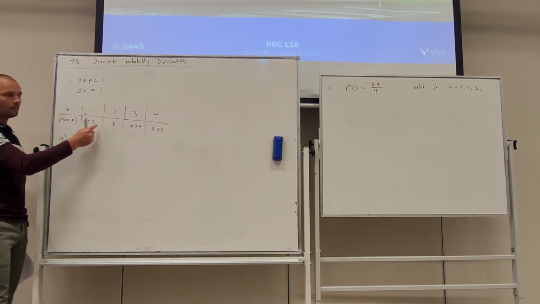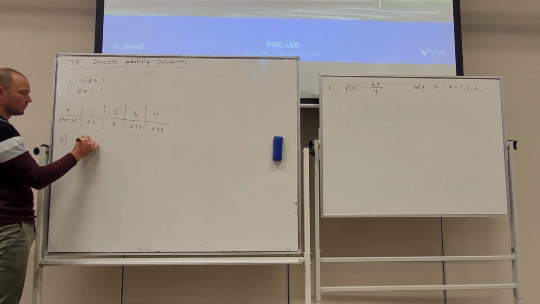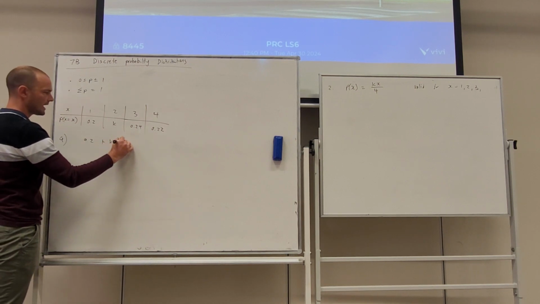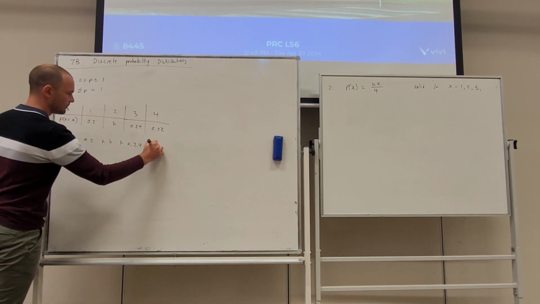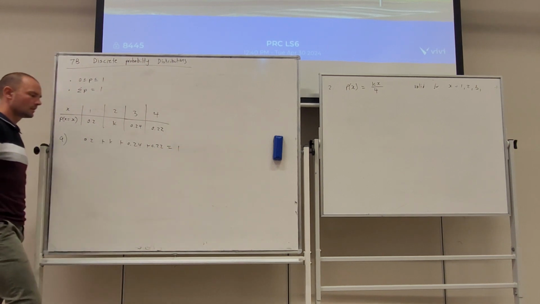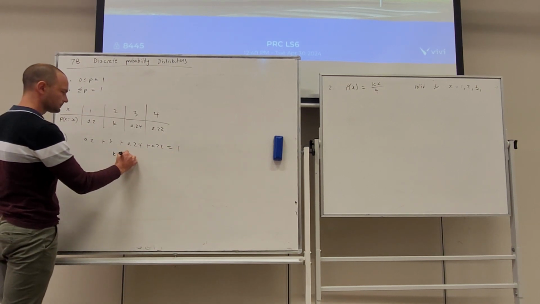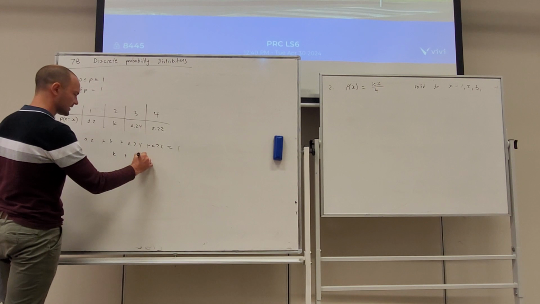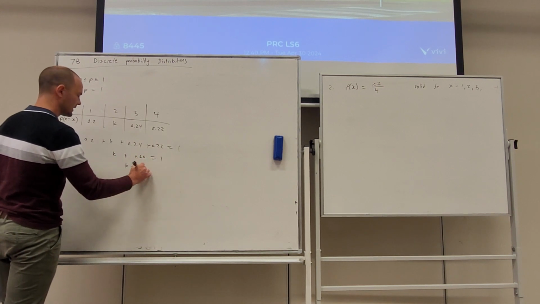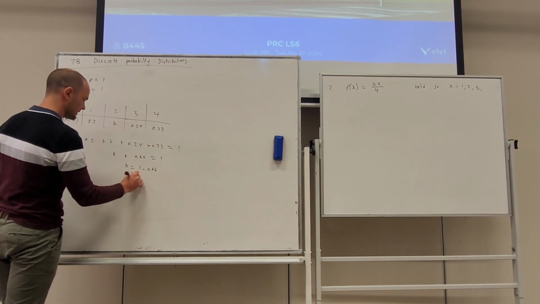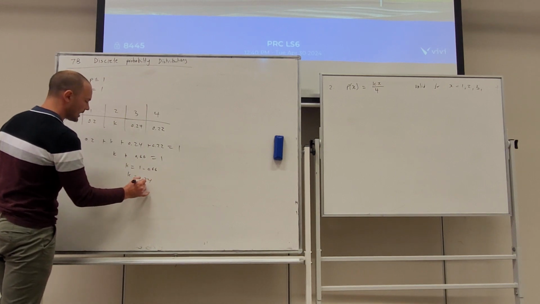We know that all of these probabilities must add up to 1. 0.2 plus k plus 0.24 plus 0.22 equals 1. Solve this for k. What's that going to be? k plus 0.66 is 1. k is 1 take 0.66. k is 0.34. Now this is a 1 mark question, all right?